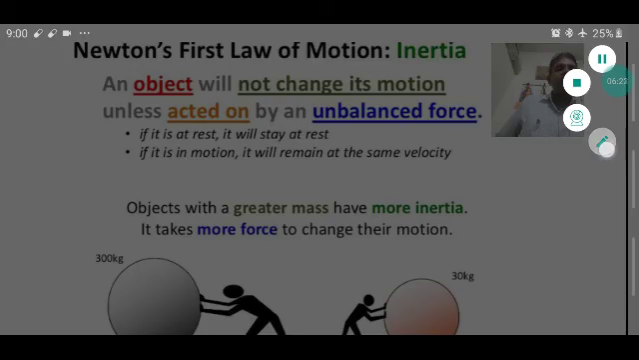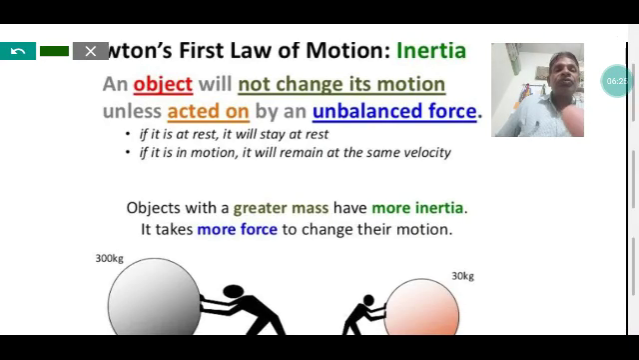If it is in motion, it will remain at the same velocity. That means the object has a natural tendency to remain in its state of rest and its state of motion. That is the natural tendency of the object, known as inertia.